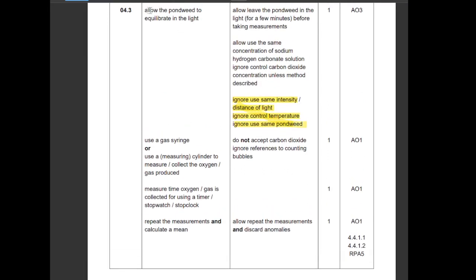So first of all, we are going to allow it to equilibrate to the light. Use a gas syringe, or you could use a measuring cylinder. Measure the time taken for the gas to be collected using a timer. Repeat the measurements and calculate a mean. The first point is to indicate that you're going to repeat and calculate the mean, or you could say that you would discard any anomalies. By calculating the mean, you're reducing that effect.